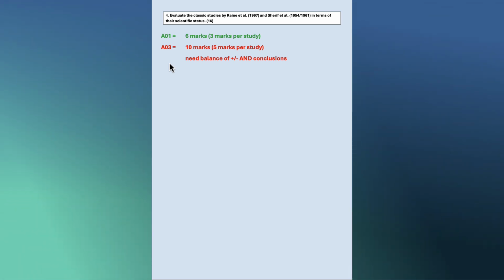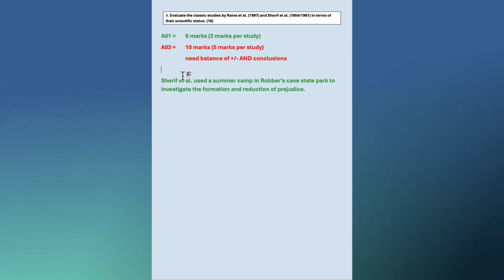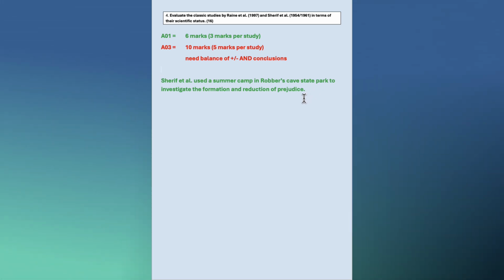So you can get some detail in there, but what you can't do is turn this into everything I know about Sherif or everything I know about Raine. So what I'm going to do is show you how you might put together one bit of the Sherif part of this essay. So here's some AO1. Sherif et al. used a summer camp in Robbers Cave State Park to investigate the formation and reduction of prejudice. Straightforward. AO1 tells the examiner that you know what this study is about, nice and clear.